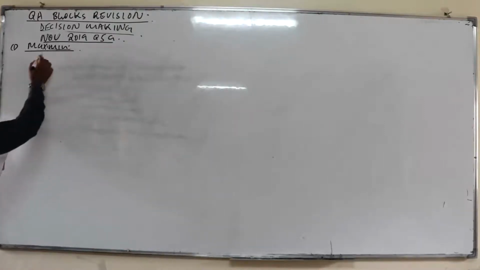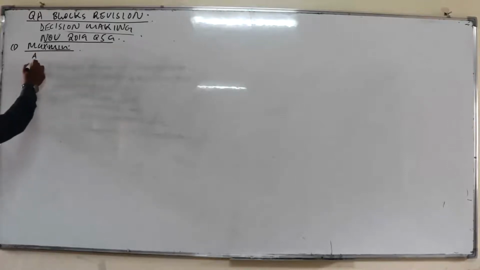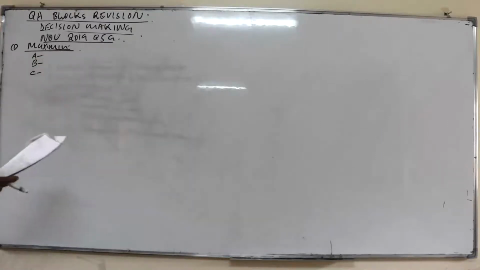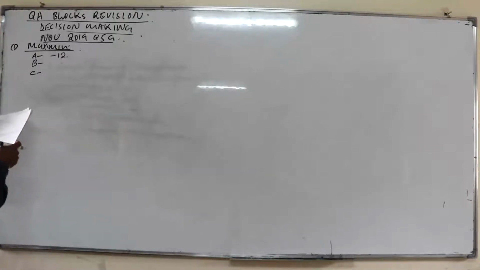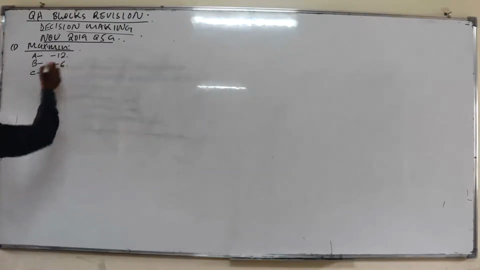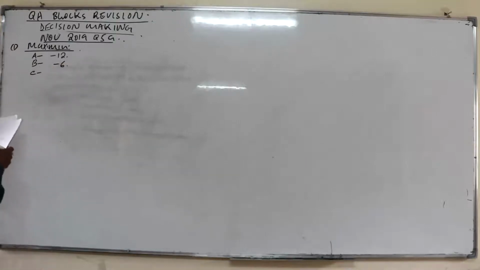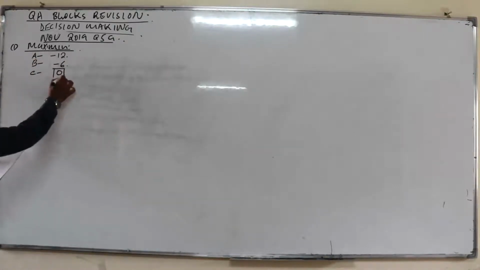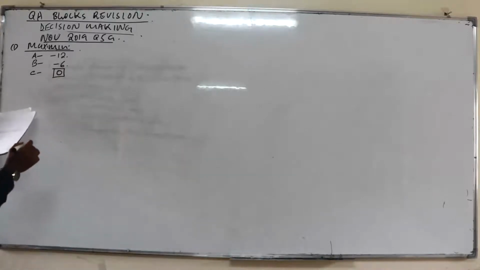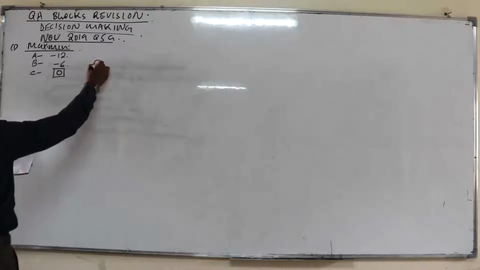So start with the minimum. In this case, we have three alternatives: A, B, or C. For alternative A, the minimum payoff is negative 12. For B, the minimum is negative 6. And for C, the minimum is 0. We already have the minimums, and then it's the maximum of the minimums. The maximum here is 0. So in this case, you should adopt alternative C.